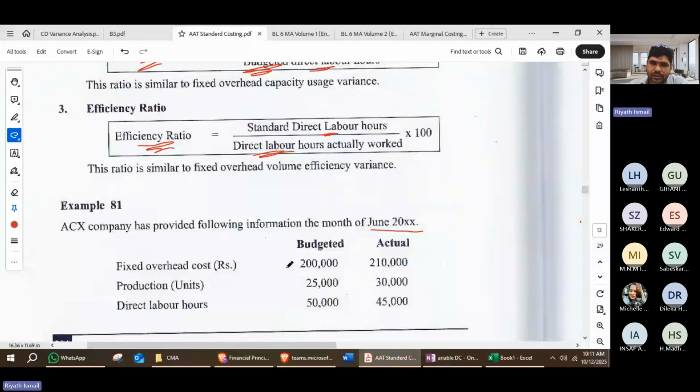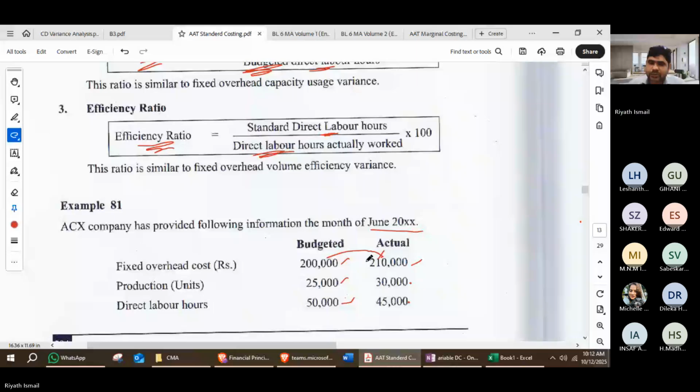The budgeted fixed overhead cost is 200,000, actual fixed overhead cost 210,000. Production units: budgeted 25,000, actual 30,000. Direct labor hours: 50,000 budgeted and 45,000 actual, right? So when we compare the budgeted fixed overhead cost and the actual fixed overhead cost, does it look adverse or favorable in terms of cost?